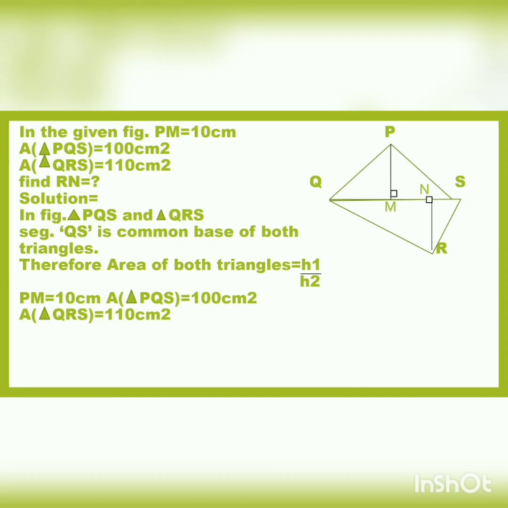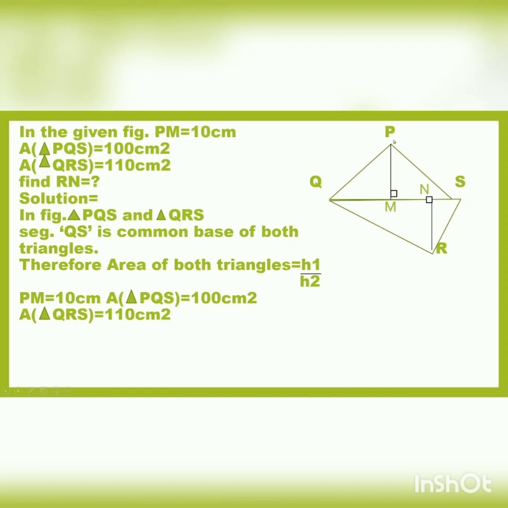In the second example, we use the angle bisector property. Our next question. In the given figure, PM is equal to 10 centimeter. Area of triangle PQS is equal to 100 centimeter square. Area of triangle QRS is equal to 110 centimeter square. Find RN. Figure is given.